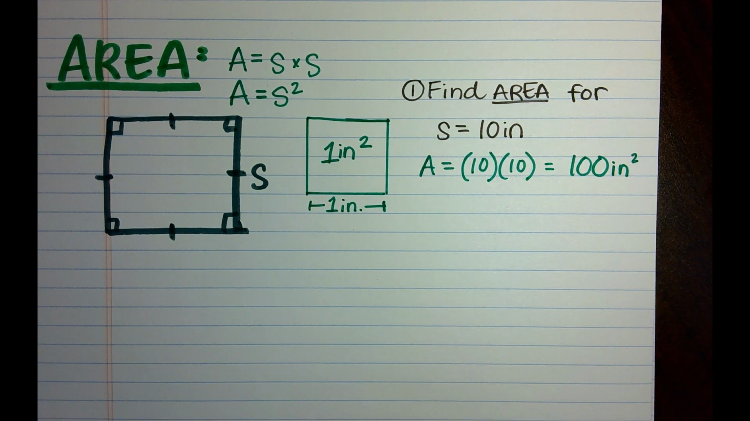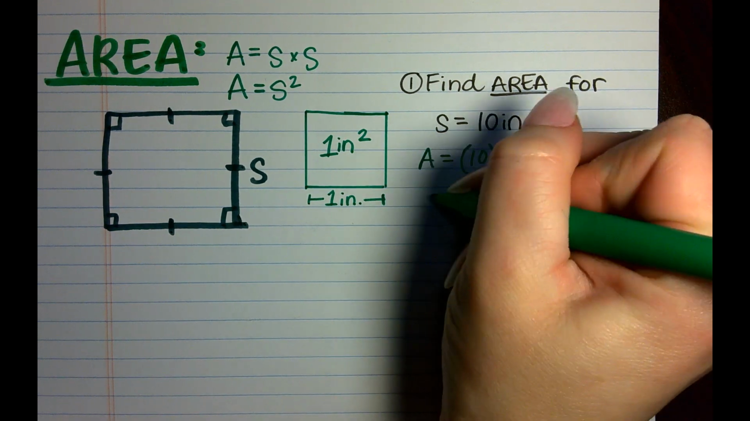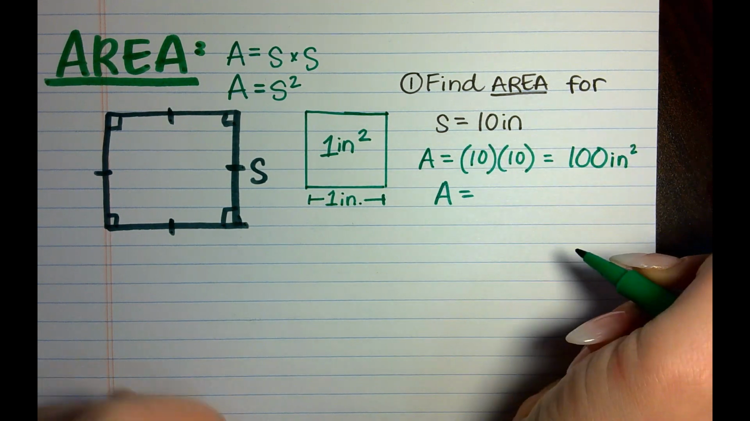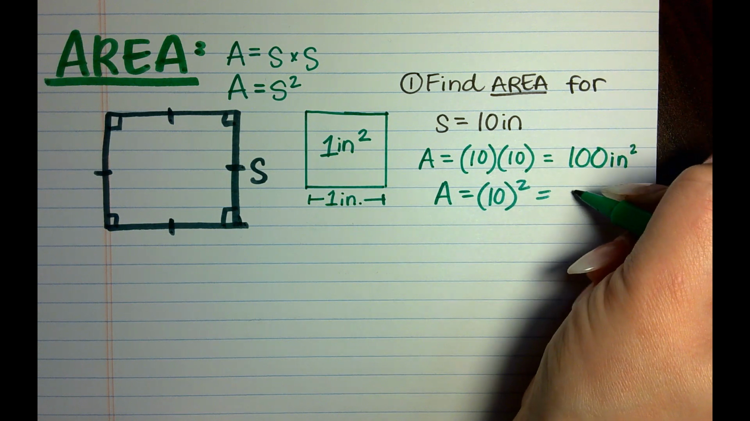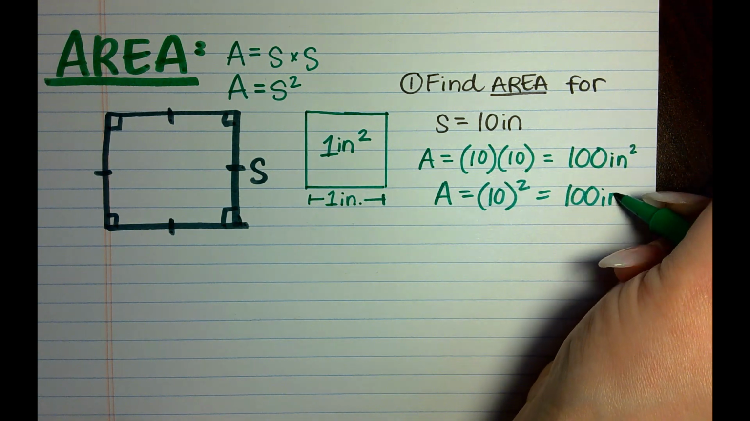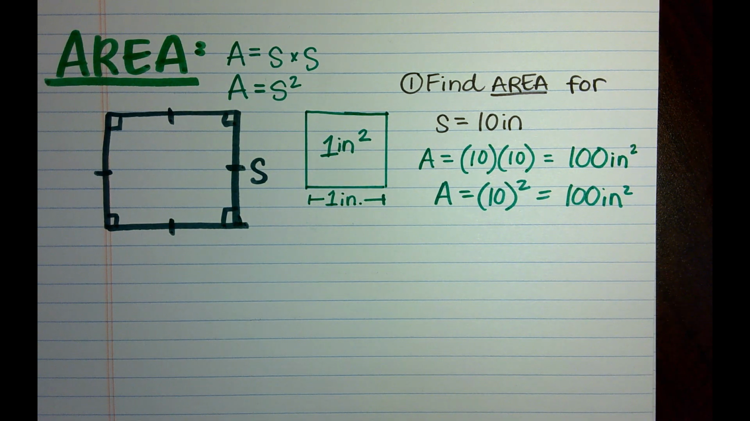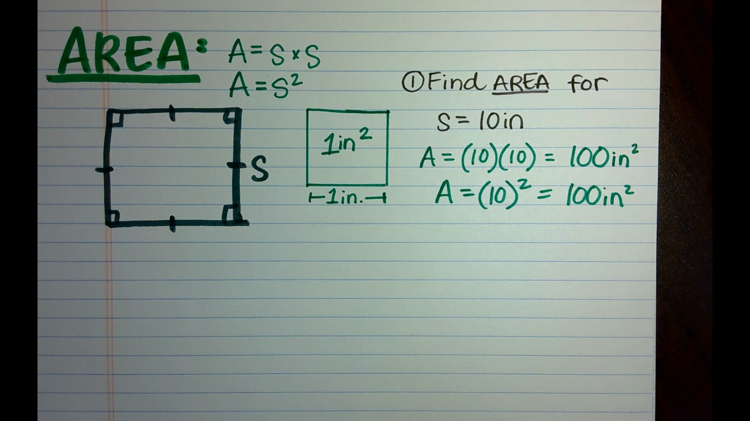Okay. And then we could do the second formula. The same thing will happen. A equals s squared. S is 10. 10 squared equals 100. We get the same answer. So this is only for a square though.